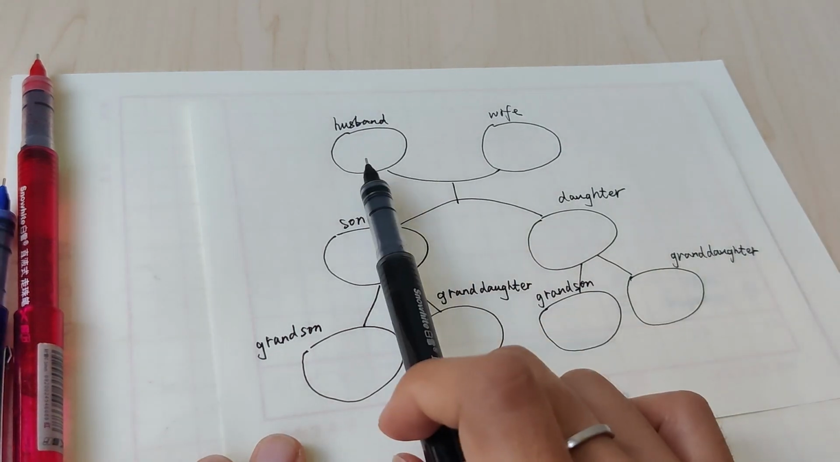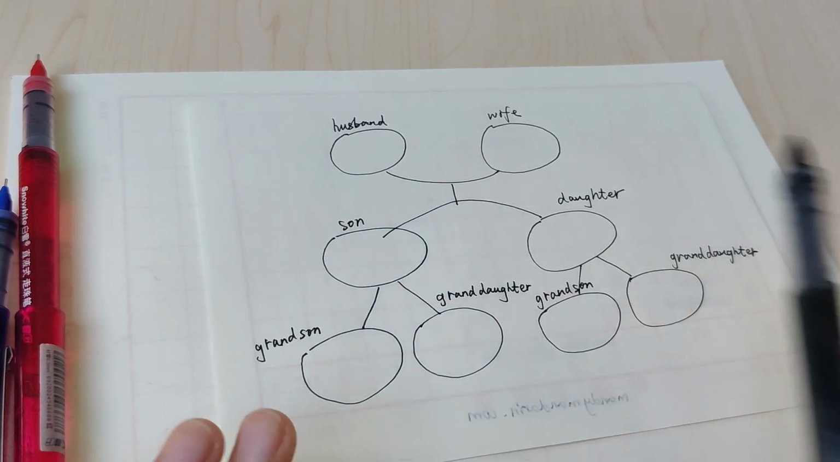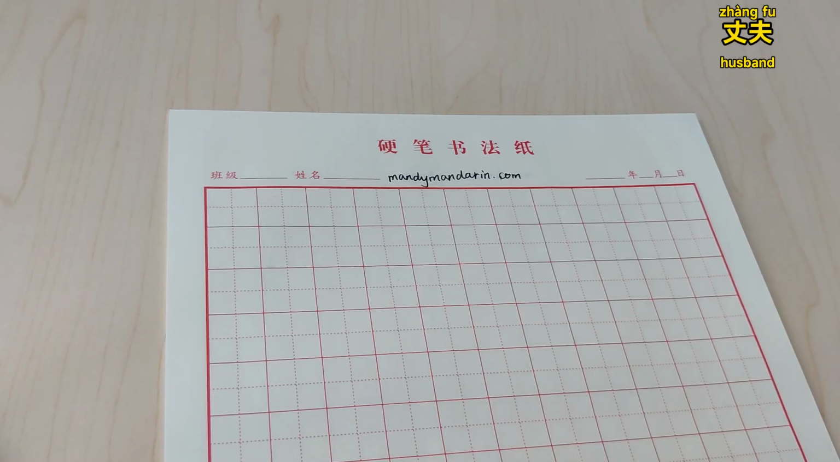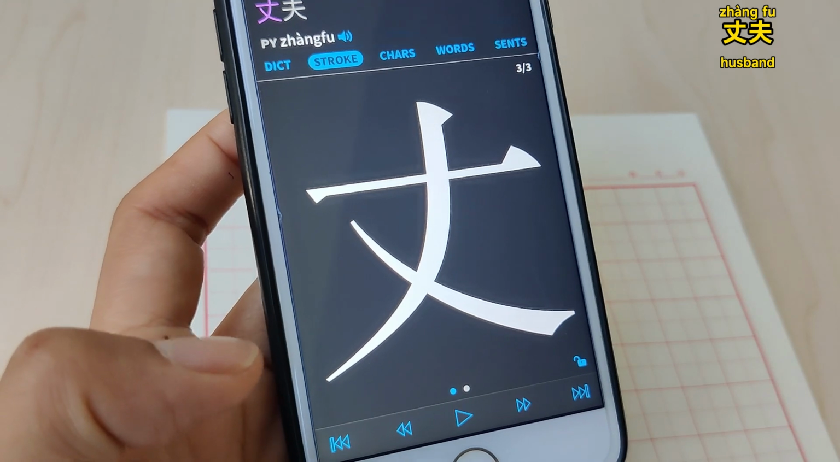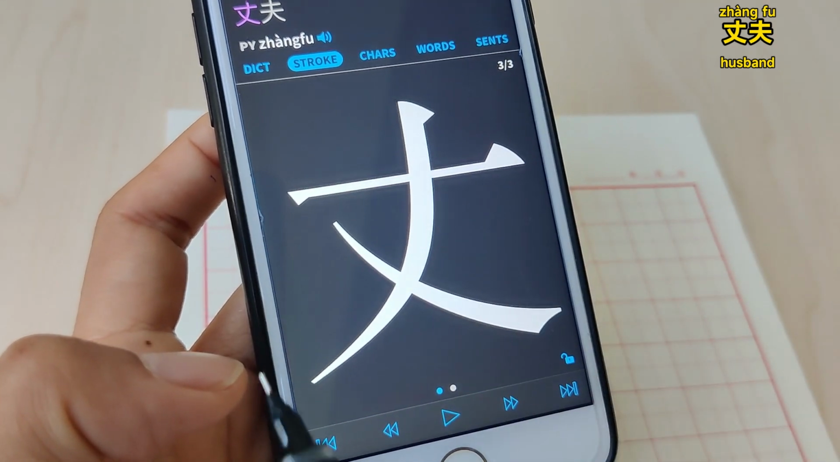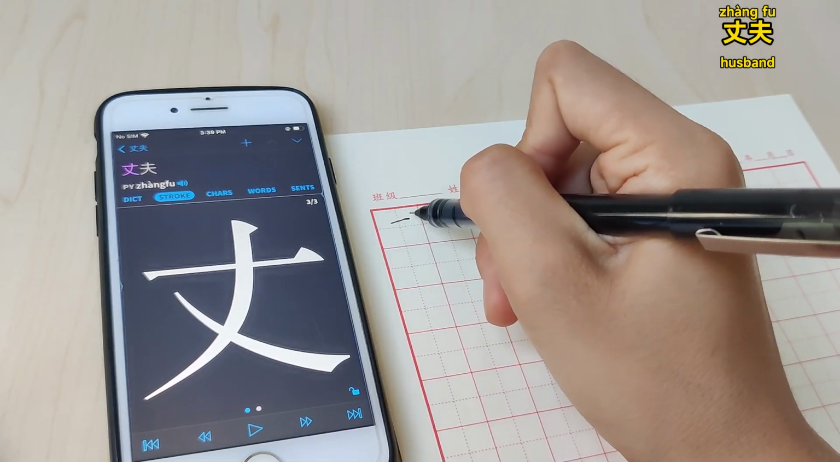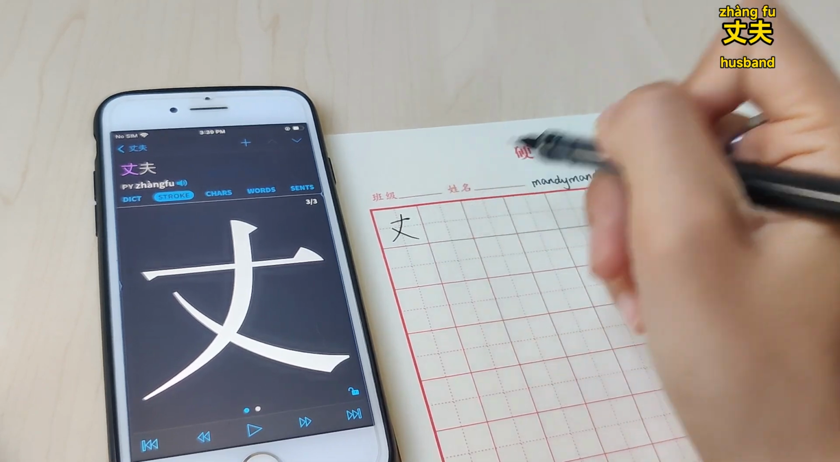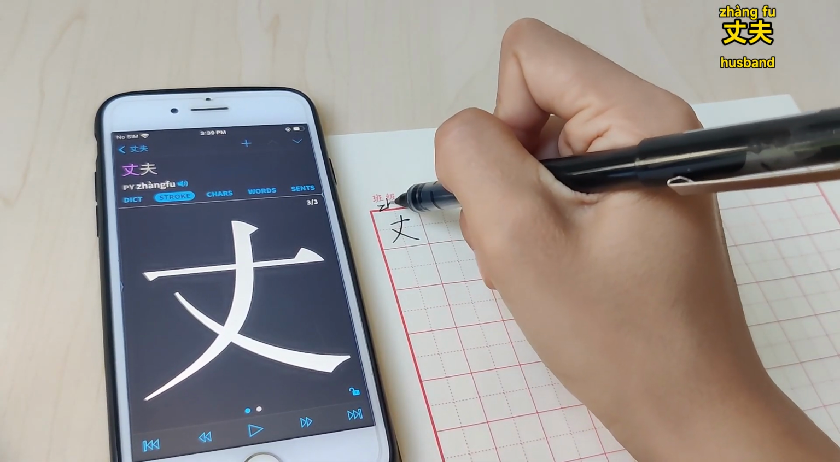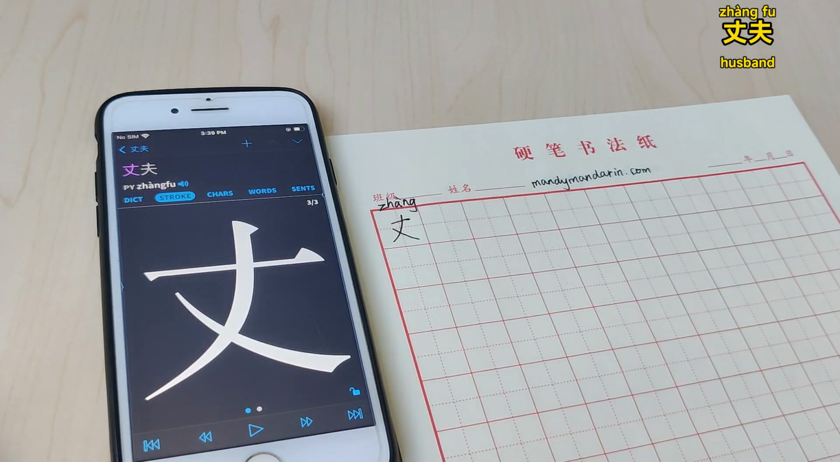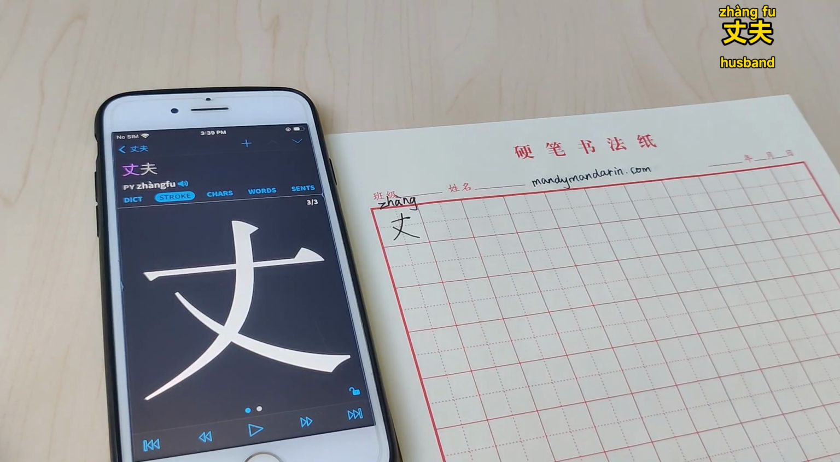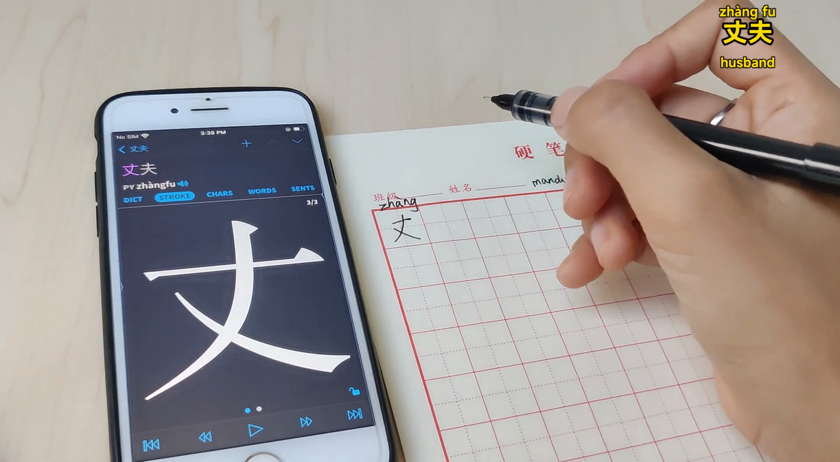First of all, let's take a look at the husband. And husband would be 丈夫. As for the 丈, this is how we write it. See, quite simple. You just go 1, 2, 3. 1, 2, 3. This is 丈.